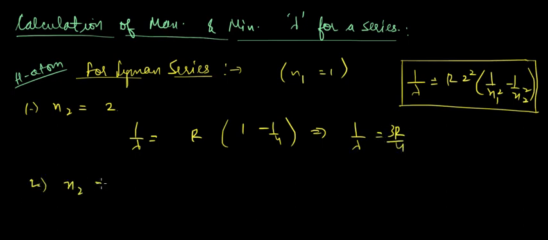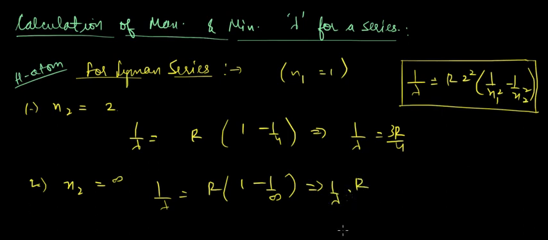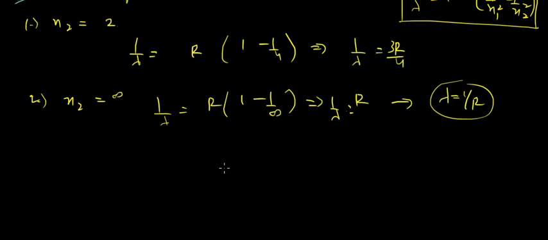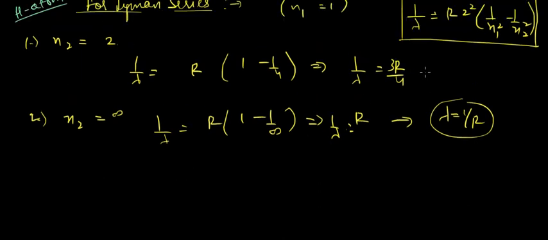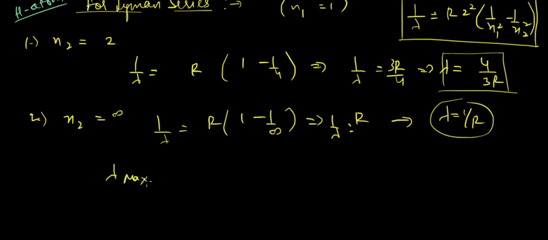When we use n2 as infinity, the wave number 1 upon lambda is R Z square times 1 minus 1 upon infinity, which is nothing but R, or in other words lambda is 1 upon R. In the first case lambda was 4 by 3R. So lambda max would be 4 by 3R and lambda min would be 1 upon R.